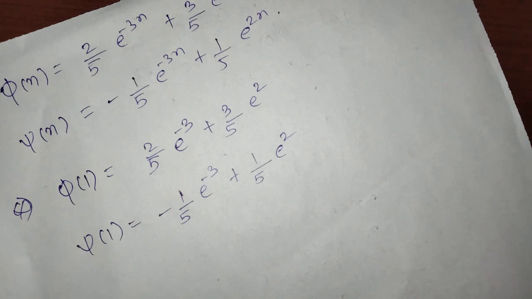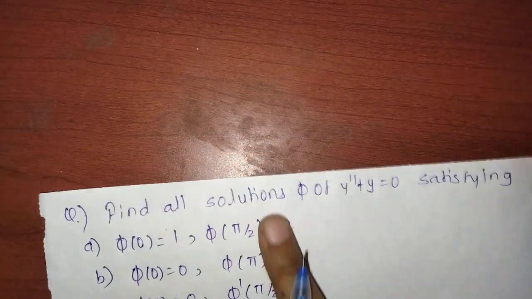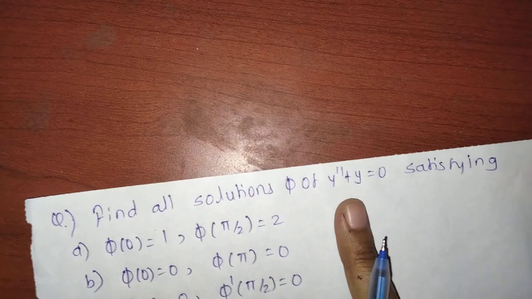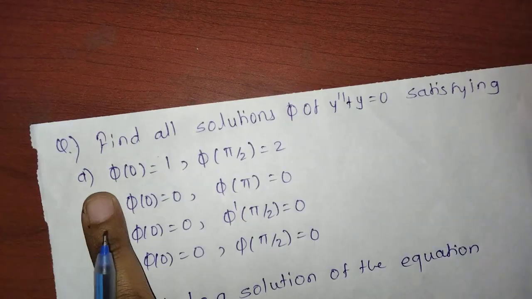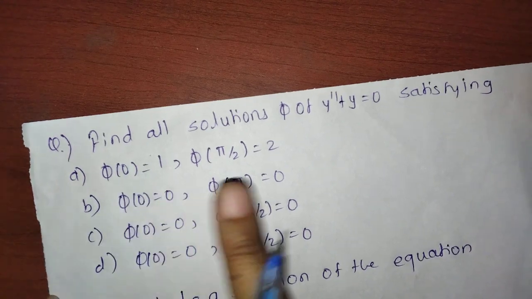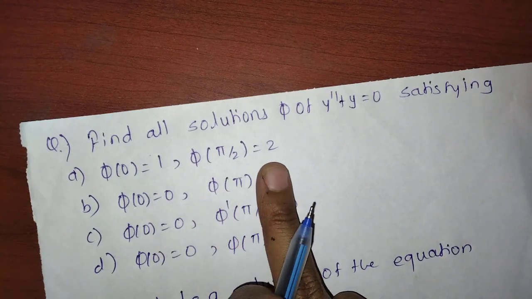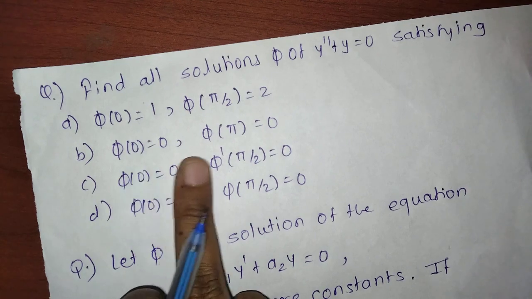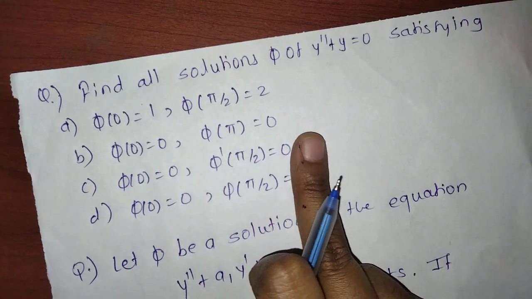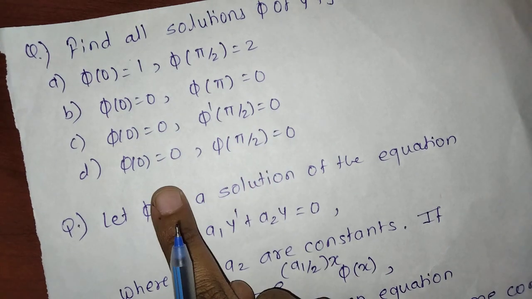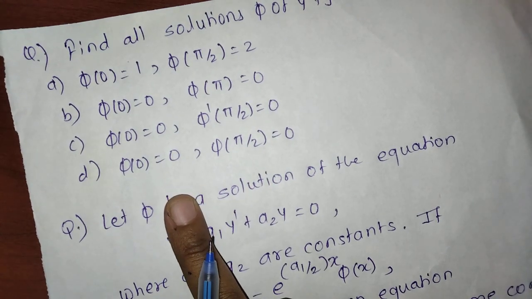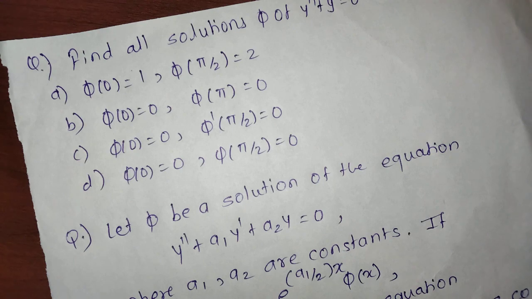Now next example for your practice. Find all solutions phi of y double dash plus y equal to 0 satisfying: first, phi of 0 equal to 1, phi of pi by 2 equal to 2. Second, phi of 0 equal to 0, phi of pi equal to 0. Next, phi of 0 equal to 0, phi dash of pi by 2 equal to 0. And last, phi of 0 equal to 0, phi of pi by 2 equal to 0.